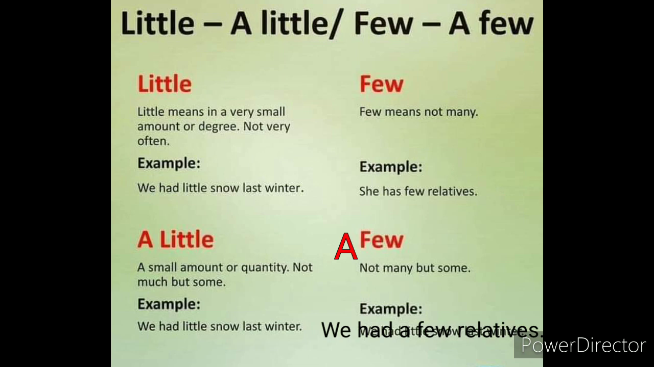The same thing for few and a few. Just little and a little are used with uncountable nouns, and few and a few with countable ones. So few means not many. She has few relatives, but a few means we had a few relatives. So when I say we have few relatives, I mean one, two, or three maximum. But when I say, for example, we had a few relatives, then I mean that we have more than four.